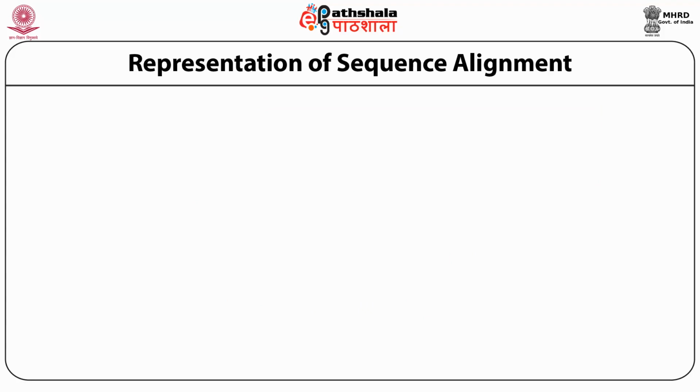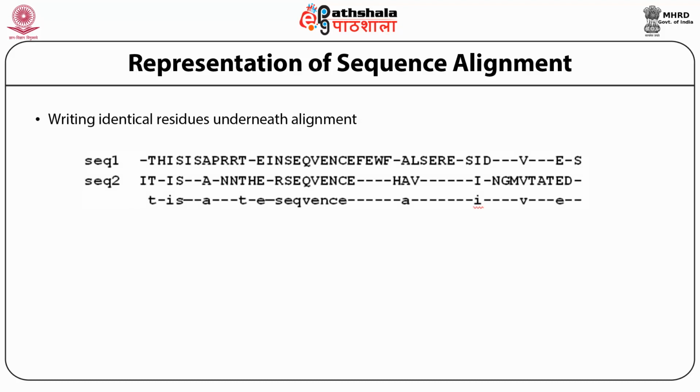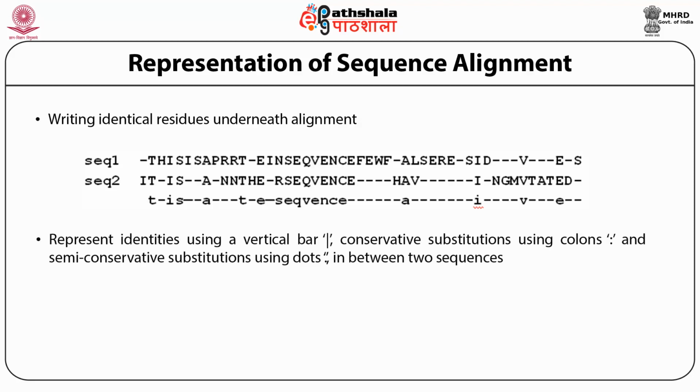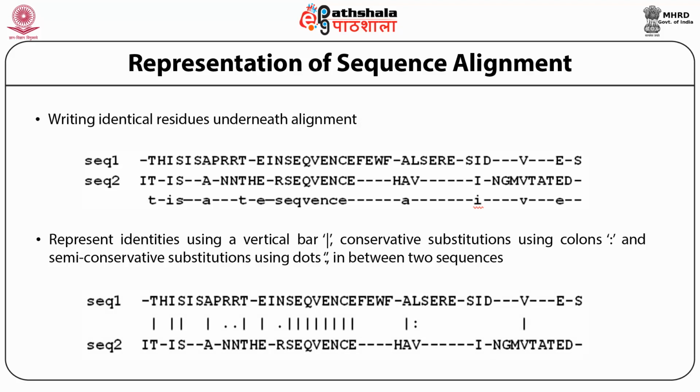The sequence alignment is represented by highlighting the conserved positions. Two ways are shown here to represent sequence alignments. The first is writing identical residues underneath the alignment using small letters or lowercase letters. The other is used by some sequence alignment programs such as EMBOSS Needle and EMBOSS Stretcher. These programs represent identities using a vertical bar, conservative substitutions using colons, and semi-conservative substitutions using dots. These symbols are written in between the two sequences for each column.